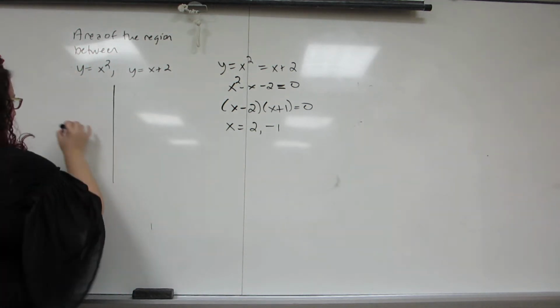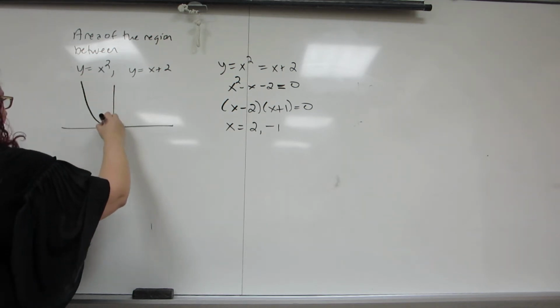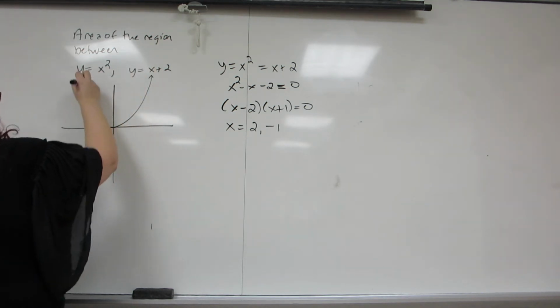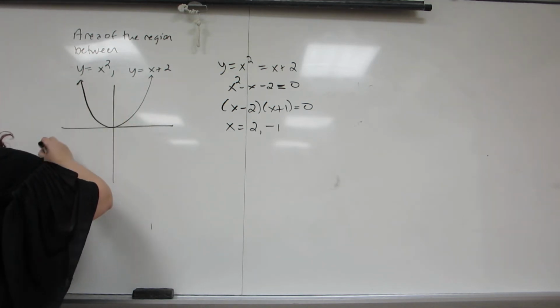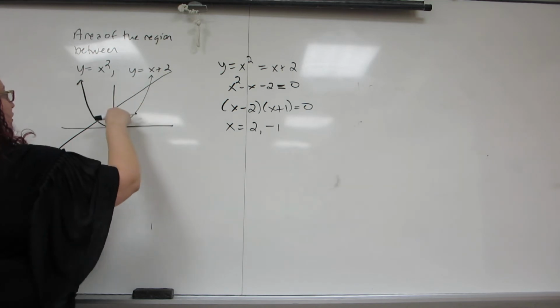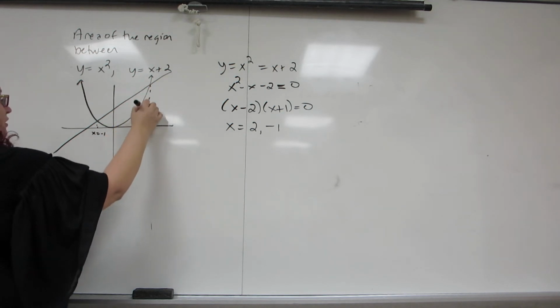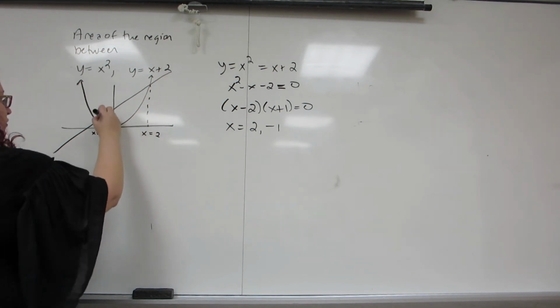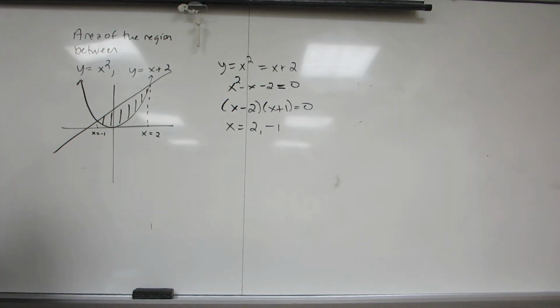So when I go to draw my graph, y equals x squared is a parabola opening upwards with its vertex at the origin. y equals x plus 2 is a diagonal line with a y-intercept of positive 2. So this point must have x equals -1, and this point must have x equals 2, and we are then finding the region in between these two curves.